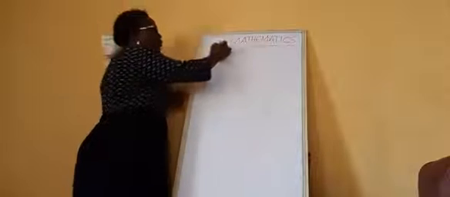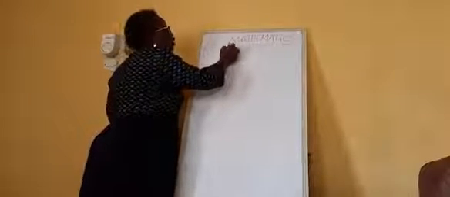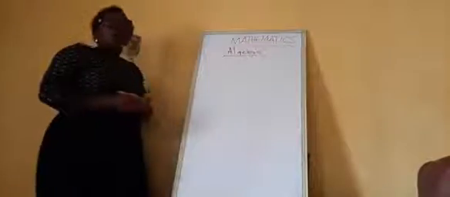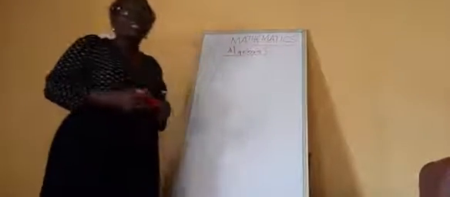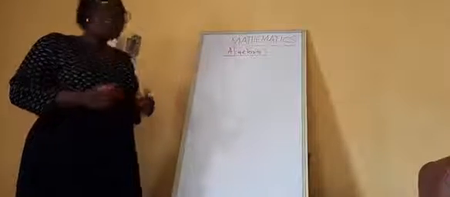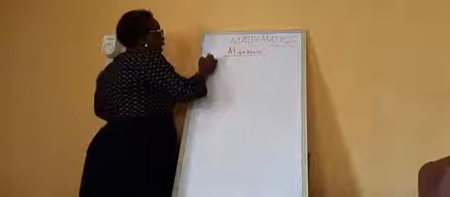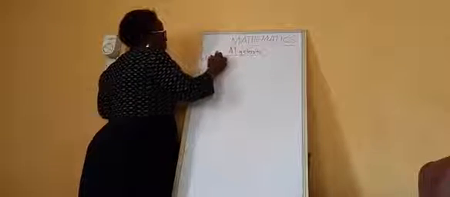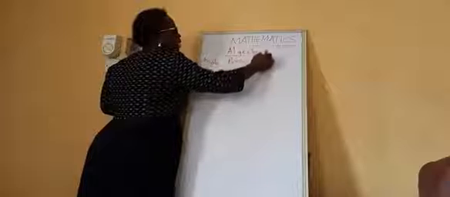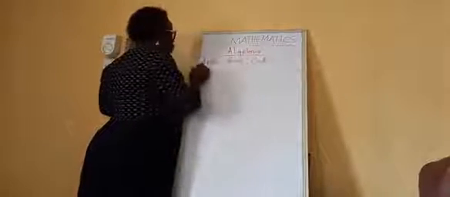So the topic before me this morning is algebra. Algebra is an aspect in mathematics that deals with letters. The letters are from A as in apple, B as in box, C as in cat, until you get to Z as in zoo.